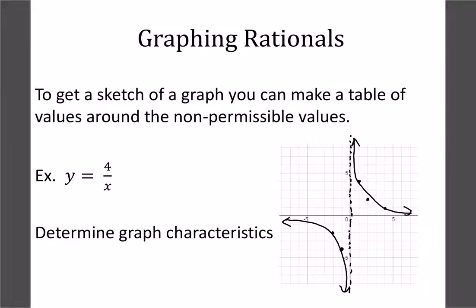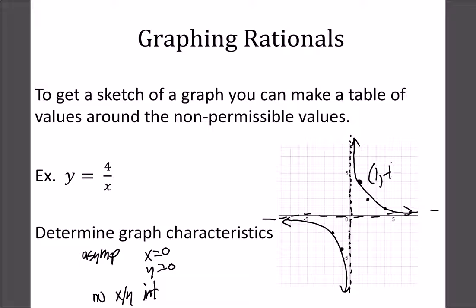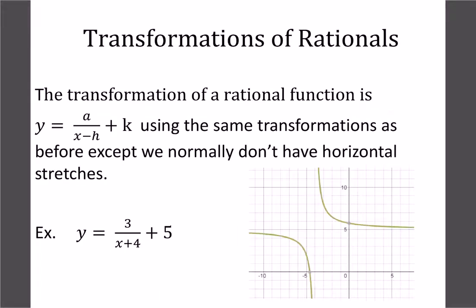A couple of key things we want to be aware of are our characteristics. We have our asymptote lines at x equals 0 and y equals 0. That's our two vertical and horizontal asymptote lines. We also see that we have no x or y intercepts. And the coordinate 1, 4, and the other one at negative 1, negative 4, are important coordinates because they tell us what the vertical stretch is. Our normal graph should be at 1, 1. In this case, it's at 1, 4, so we're getting 4 times taller.